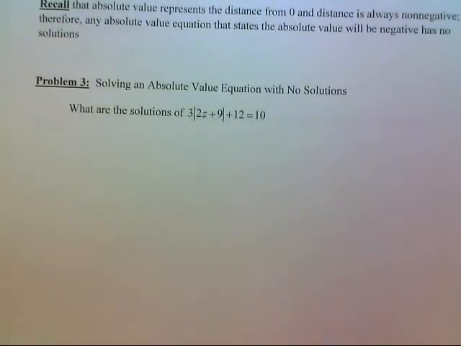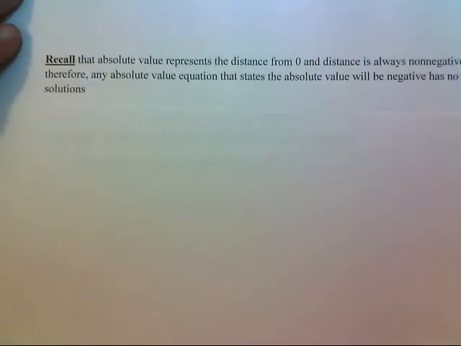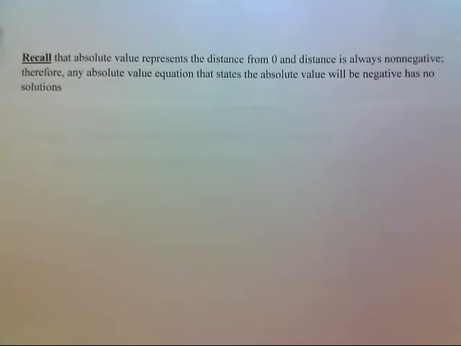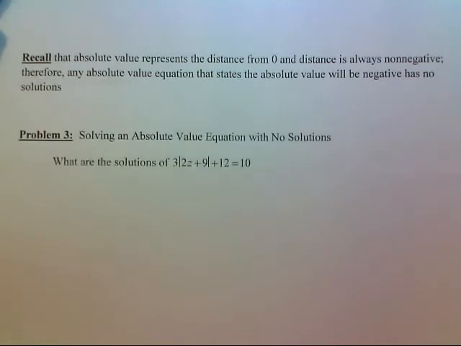Alright, now let's think back again. Let's recall. We've talked about this already. Absolute value represents the distance from 0, and distance is always non-negative, therefore it's going to be positive. So if you have an absolute value equation that states the answer will be negative, it has no solution. There's no way to take the absolute value of a number and get a negative solution. So let's look at problem 3.